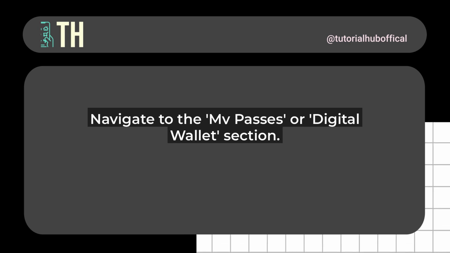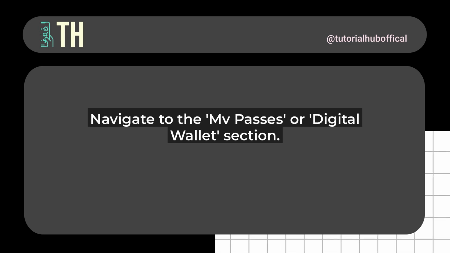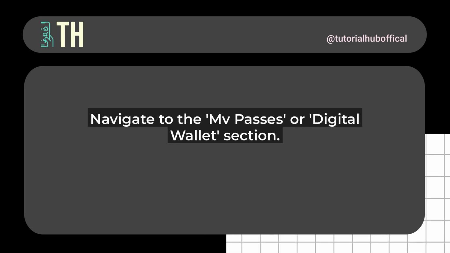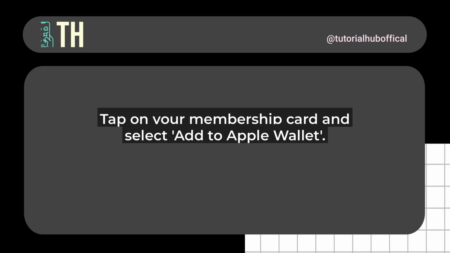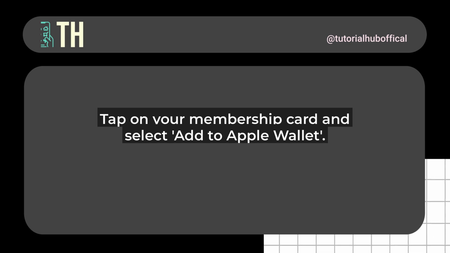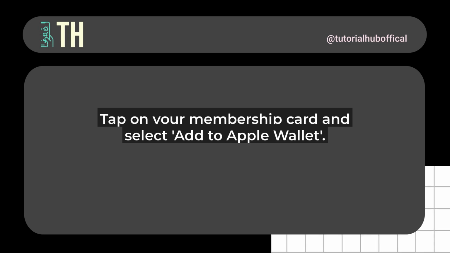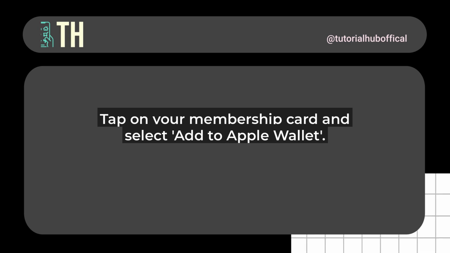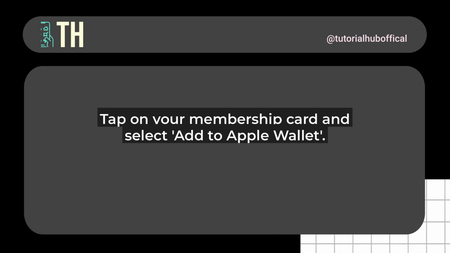Now, here's where the magic happens. Tap on your Priority Pass membership card within the app. You'll see an option that says, Add to Apple Wallet. Go ahead and select that. Your iPhone will prompt you to confirm adding the pass. Tap Add, and authenticate with Face ID, Touch ID, or your passcode.